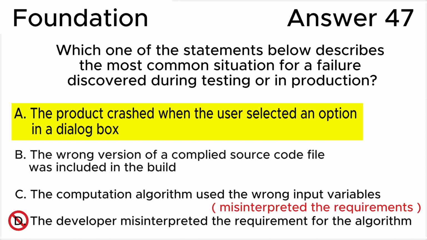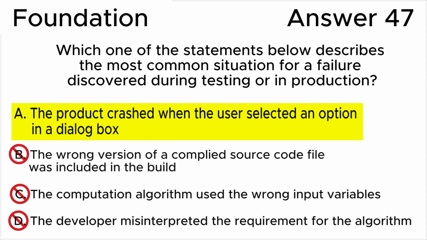Answer D is incorrect because this type of fault will not necessarily lead to a failure. For example, if no one uses this special algorithm. In summary, the other options also represent potential scenarios where defects could be found, but option A specifically describes a common situation involving user interaction and system instability.